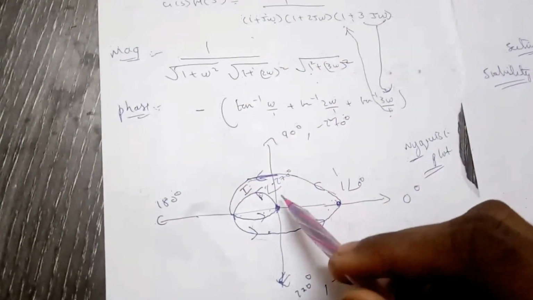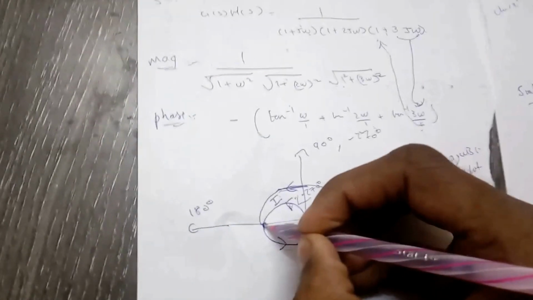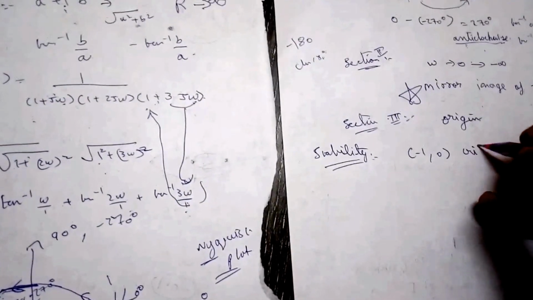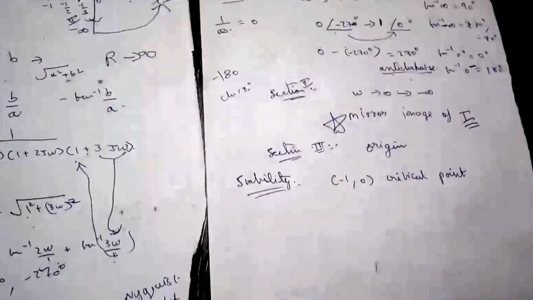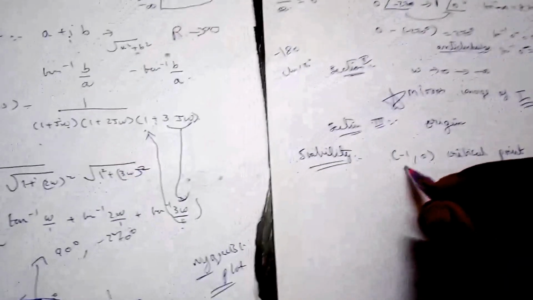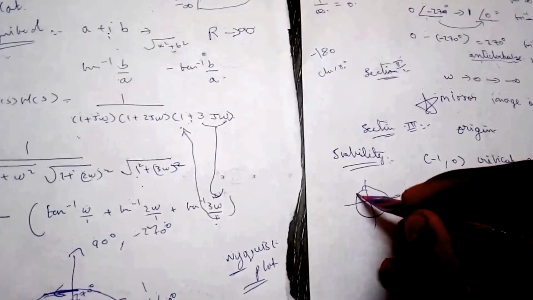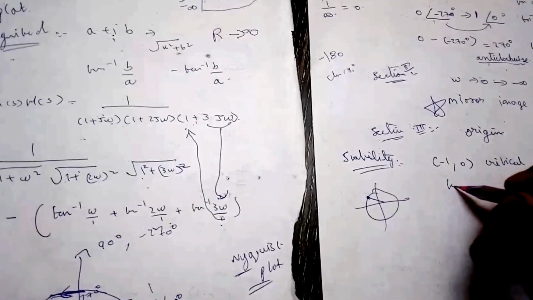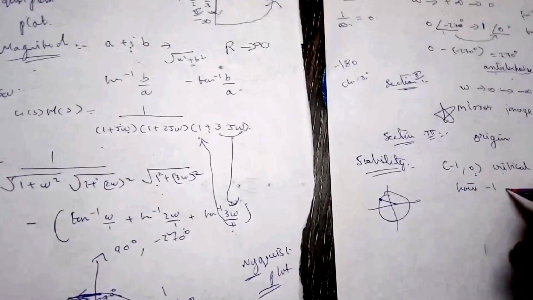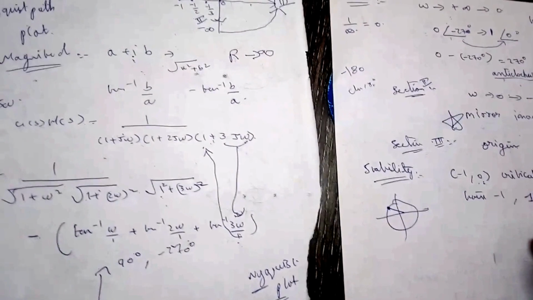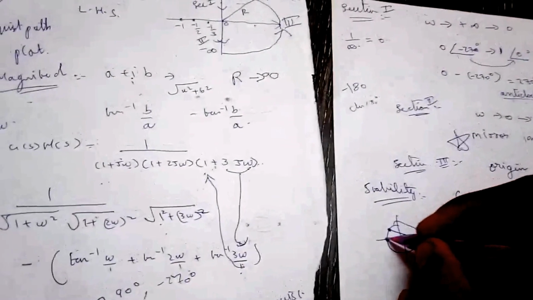Okay, now we have the point of intersection here, which we don't know, and again we have -1, 0 as the critical point that we consider for stability analysis in the Nyquist criterion. So -1, 0 is a point at a unit circle distance, that is, gain is 1 at this point, and the phase is -180 degrees. So this point is what we consider for stability in the Nyquist criterion. So -1, 0 will be on this part here.